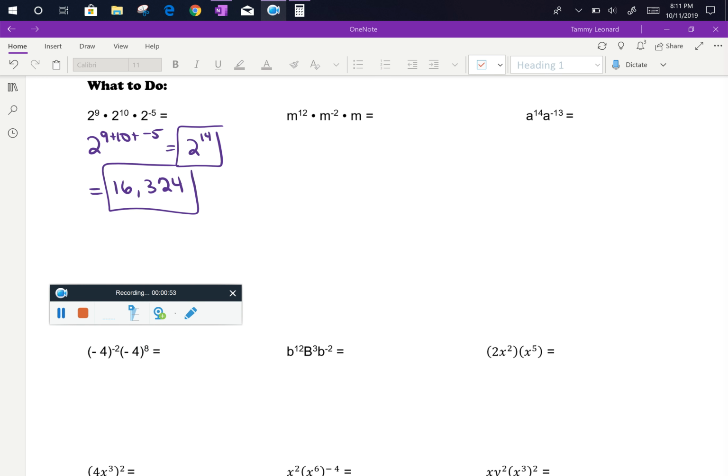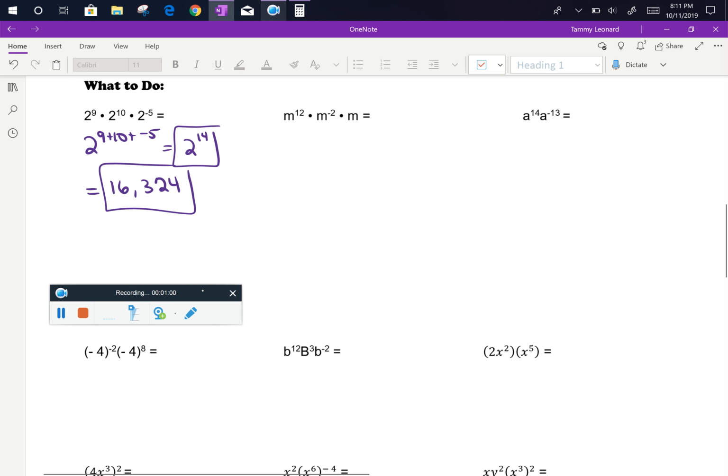m to the 12th times m to the negative second times m. Now, the first thing is if we realize that m is really m to the first, the problem gets a little bit easier. Remember, we're multiplying with the same base, so we're going to add the exponents. 12 plus negative 2 is 10, and 10 plus 1 is 11, so this is really equal to m to the 11th. Since this time our base is a variable and not a number, there's nowhere else we can go with this problem, so it stops there.